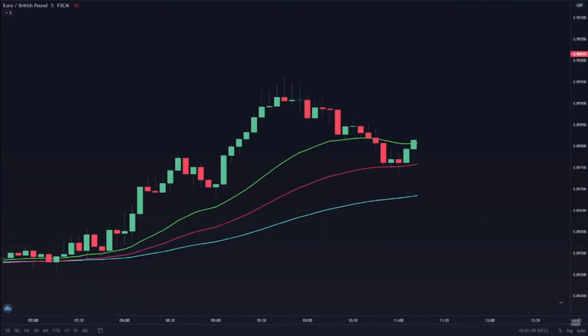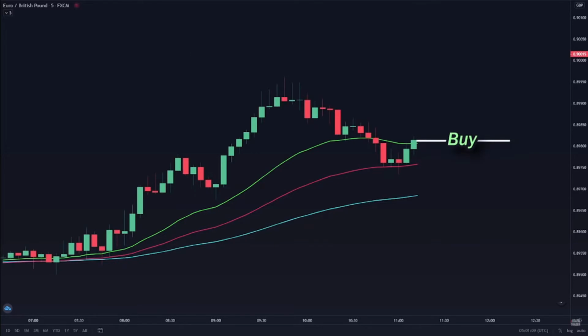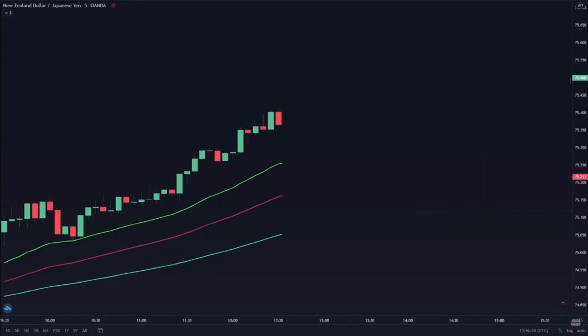Now, for your exit strategy. So let's say you took a buy position here. You want to set your stop loss at the 50 EMA, and for your profit target, you set it at 1.5 times your stop loss. So, here's an example of the strategy in action.